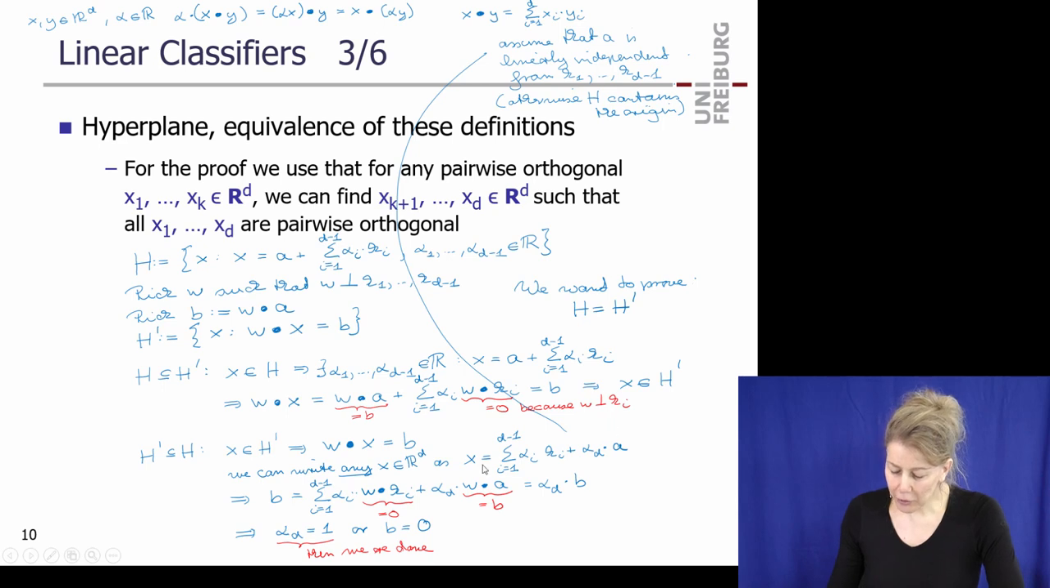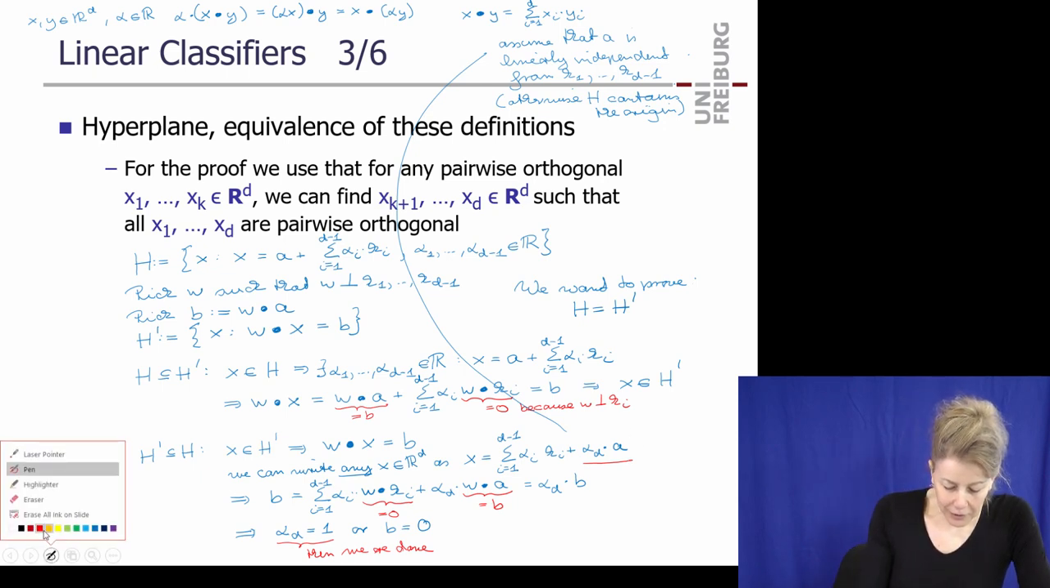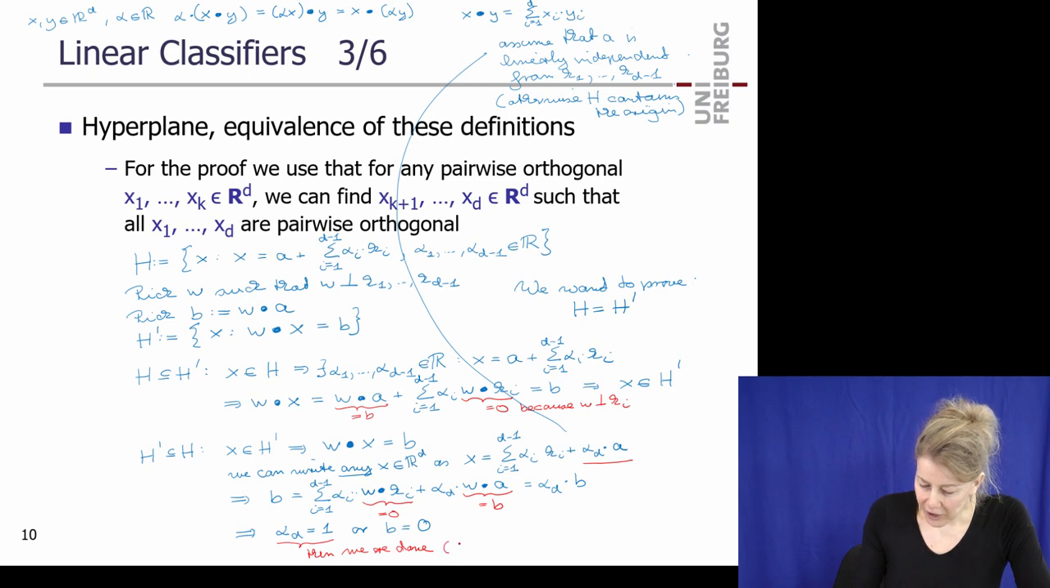Because now, note this here, right? Alpha D is 1, so then it's exactly, yeah. We have proven x is in H, because it has exactly that form.